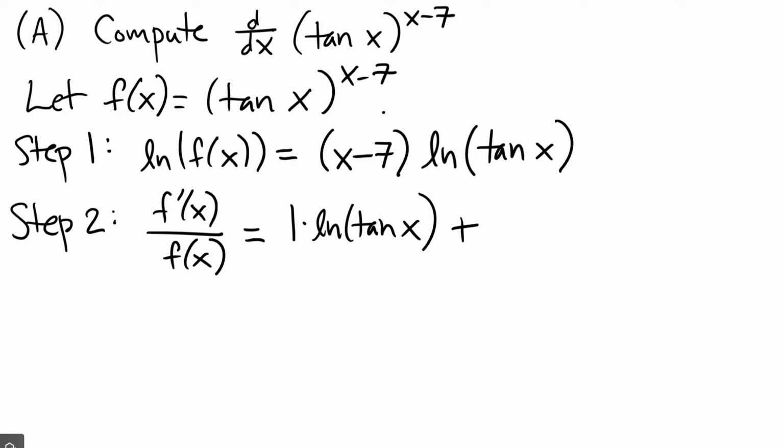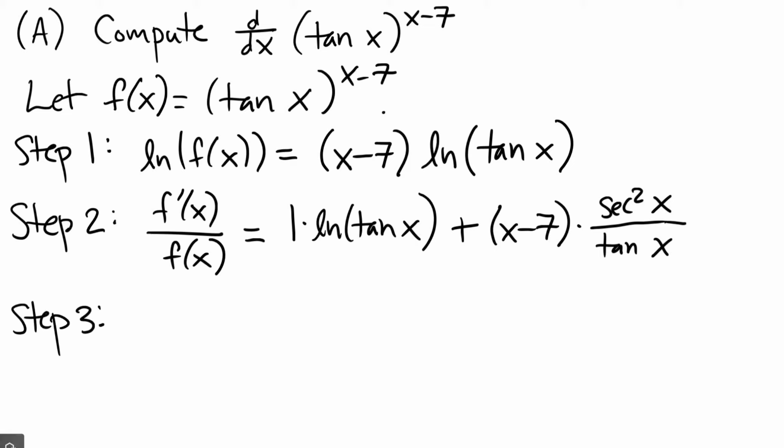And then we add to that a term where we leave x minus 7 alone, and we differentiate ln tan x. So when we differentiate ln tan x, we have to use the chain rule. Tan x goes in the bottom, and in the numerator goes the derivative of tan x. Think for a second, do you know what the derivative of tan x is? It's secant squared x.